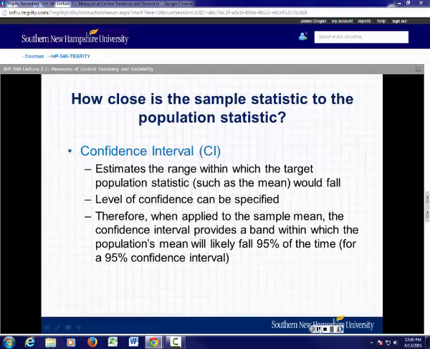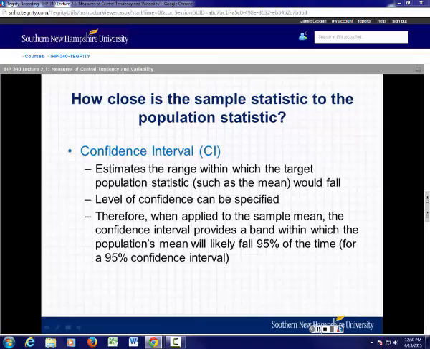The confidence interval helps us to understand how close a sample statistic is to the population. And this is most often done for the statistic that shows the middle, the mean. So we're going to talk about this relative to the mean. If you calculate a confidence interval for a sample mean, you are estimating how close the population mean is likely to be. So a confidence interval estimates the range within which the target population statistic, like the mean, would fall based on a sample's data.